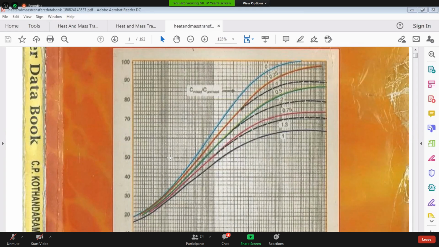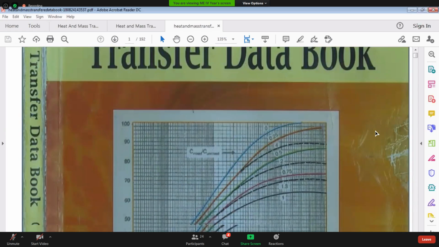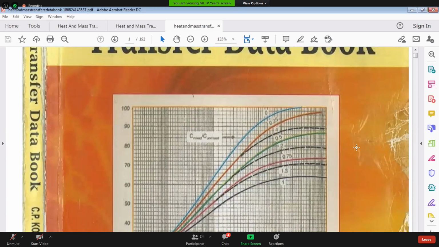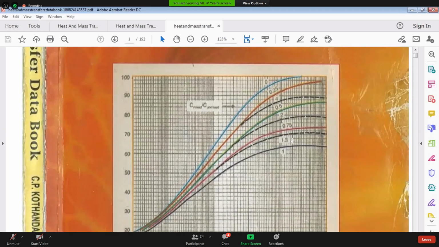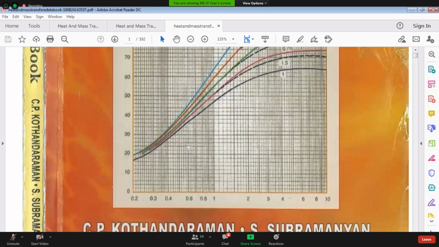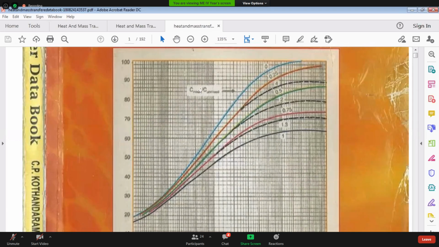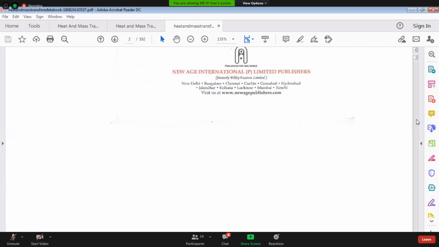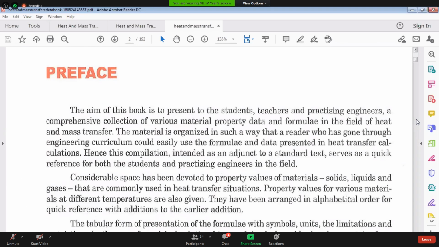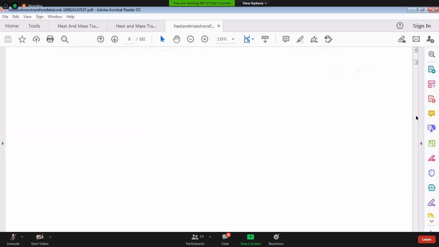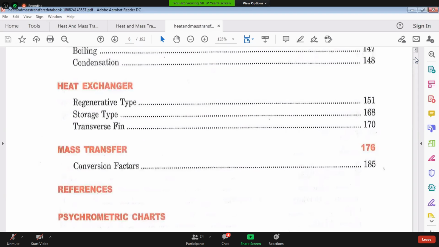Is it showing? Is the screen okay? Visible? You students? Yes, sir. Yes, sir. Yeah. This is the first page. The y-axis it is something, and this is the C minimum by C maximum. Right. I'll go to the heat exchangers. Better I'll find with respect to the page number. That would be better. 151.